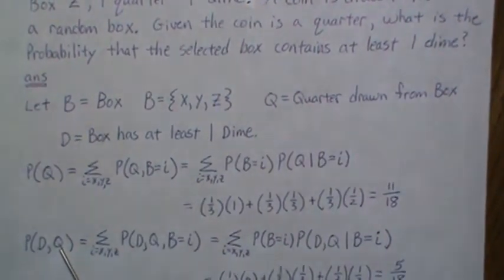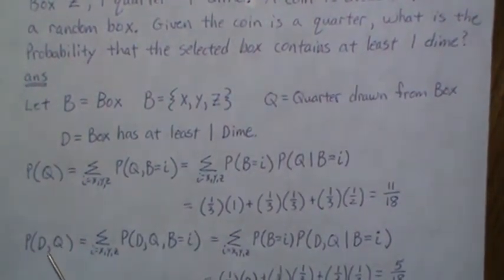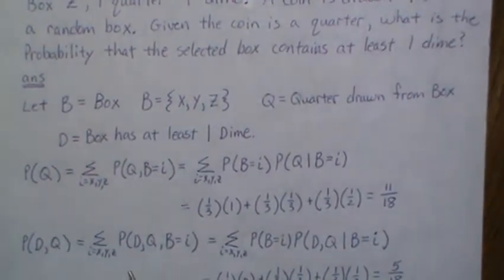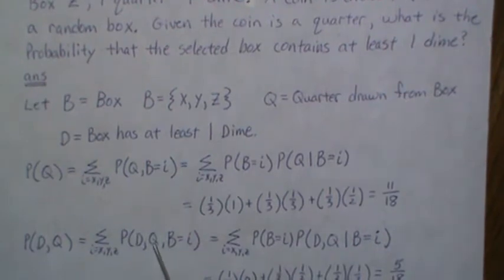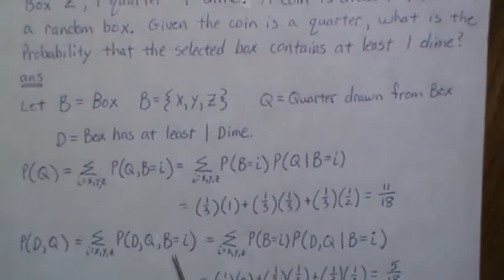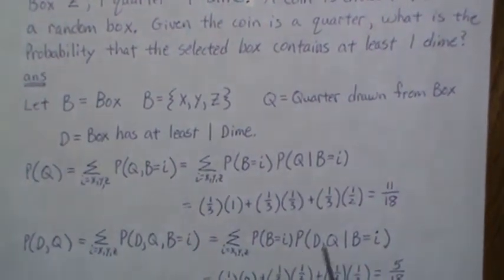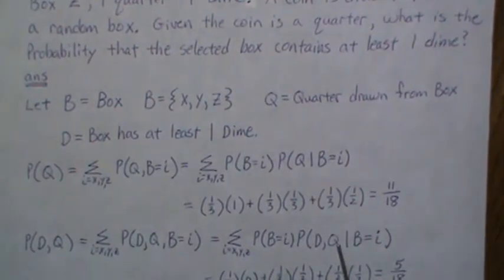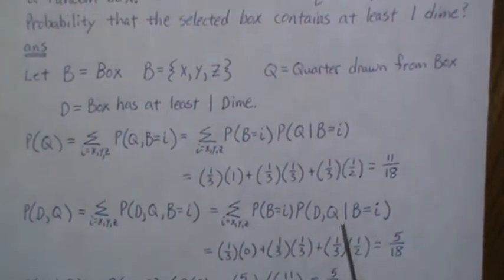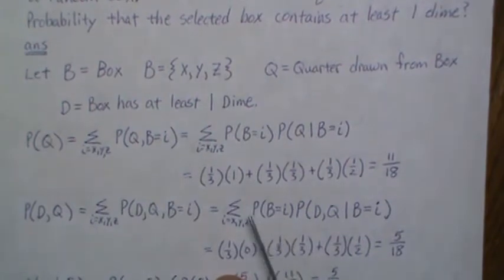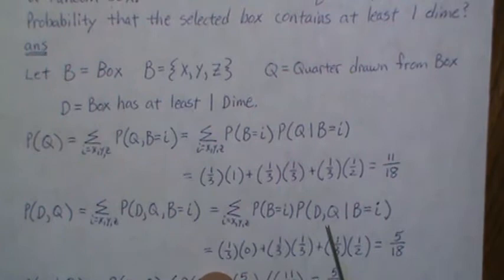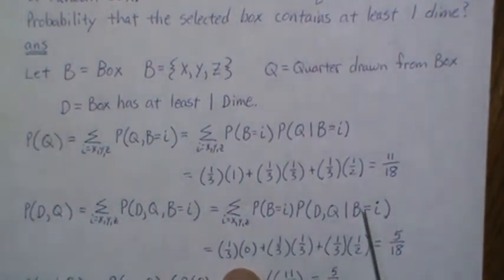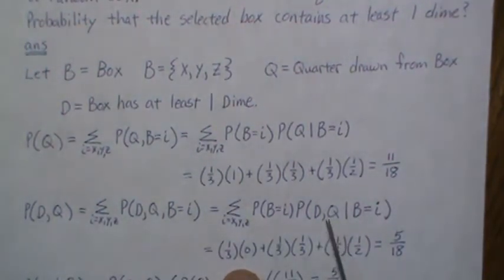So here, the probability that the box has at least 1 dime and that we draw a quarter from that box, we want to find this probability. We introduce another variable called B, which is box, and then we sum over all possible values, write it in conditional probability form, and then expand. So the probability that we draw box X is 1/3. Given box X, the probability that we draw a quarter and it has a dime is 0.